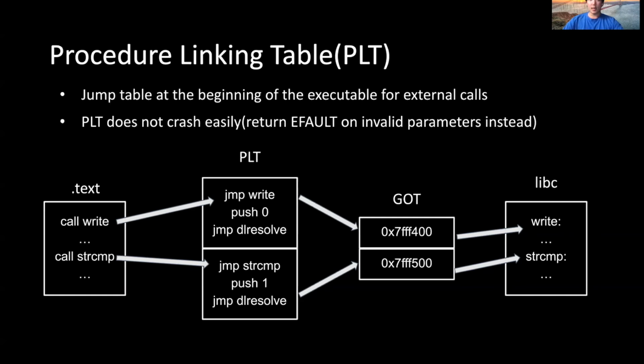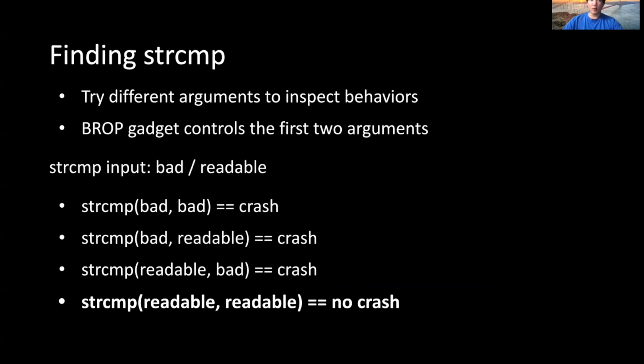A procedure linking table, PLT, is a jump table at the beginning of the executable for external calls. This means that a call to a library function will be a call to PLT, which dereferences the global offset table, GOT, and jumps to the address in GOT. PLT does not crash easily, and therefore we can find the PLT more easily. We need to scan PLT and find string compare.